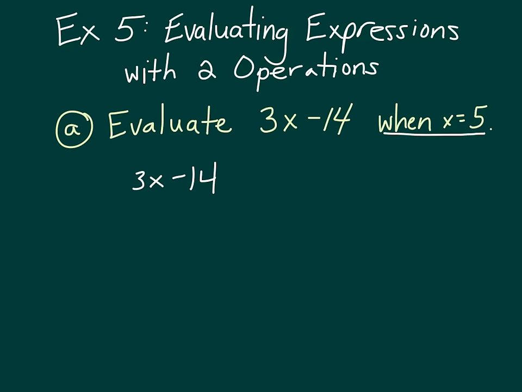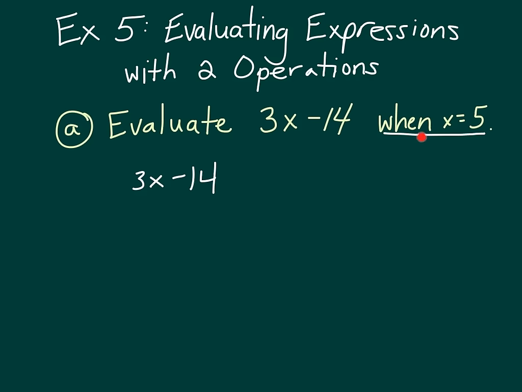Example 5 is evaluating expressions with two operations this time. So when you have more than one operation, of course, you're going to have to follow the order of operations, or remember your PEMDAS rules. So part A says to evaluate 3x minus 14, and at first you only see this as the operation symbol, so you only see that subtraction sign. But remember that 3x, when you put the 3 and the variable right next to each other, means multiply. So that's technically a multiplication piece.